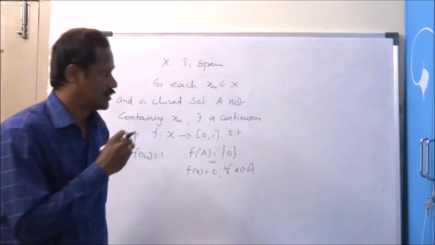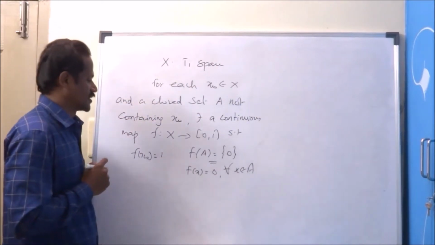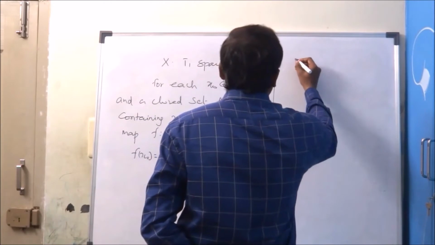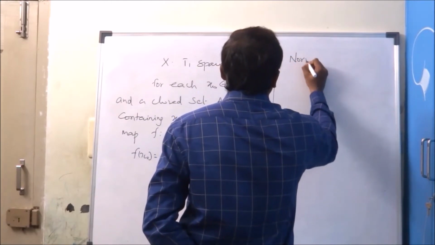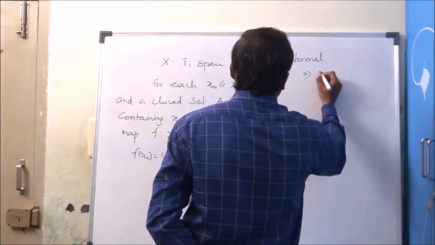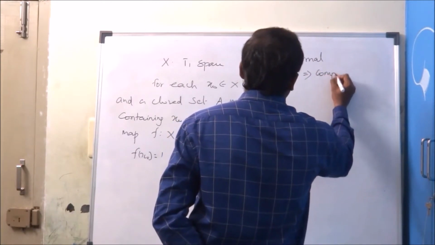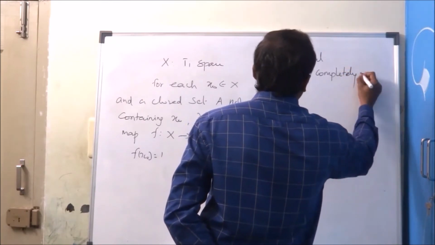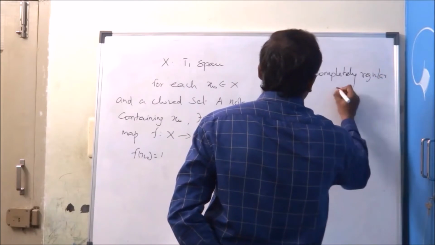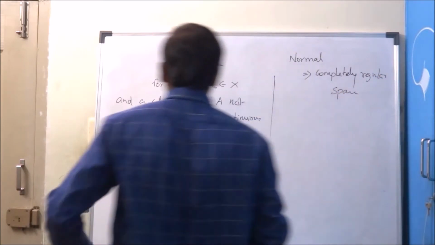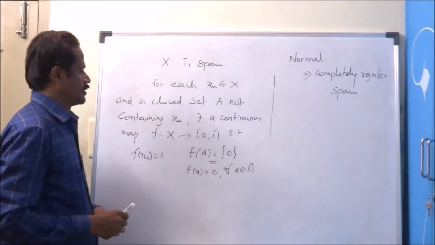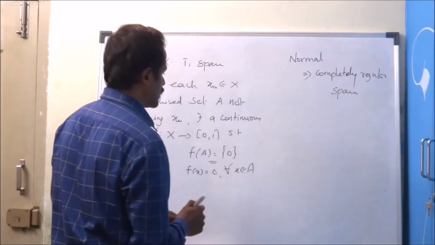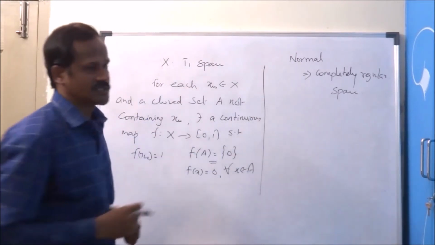And immediate to this definition, we shall claim that every normal space is a completely regular space. Okay. Let us prove this result. Every normal space is a completely regular space.